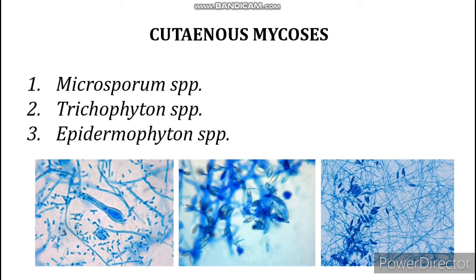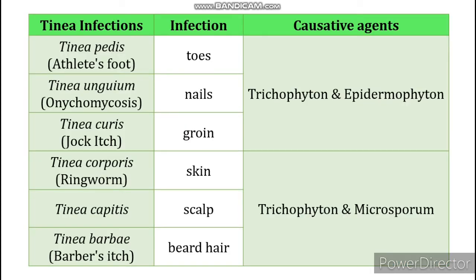Next, we go to your second classification of mycoses, which is the cutaneous mycoses. You only have 3: Microsporum species, Trichophyton species, and Epidermophyton species. Aside from that, i-run down ko lang din yung mga tinea infections. Tatandaan sila kasi ito yung madalas na minimention sa mycology part. So, you have your Tinea pedis, Tinea unguium, Tinea cruris, Tinea corporis, Tinea capitis, and Tinea barbae.